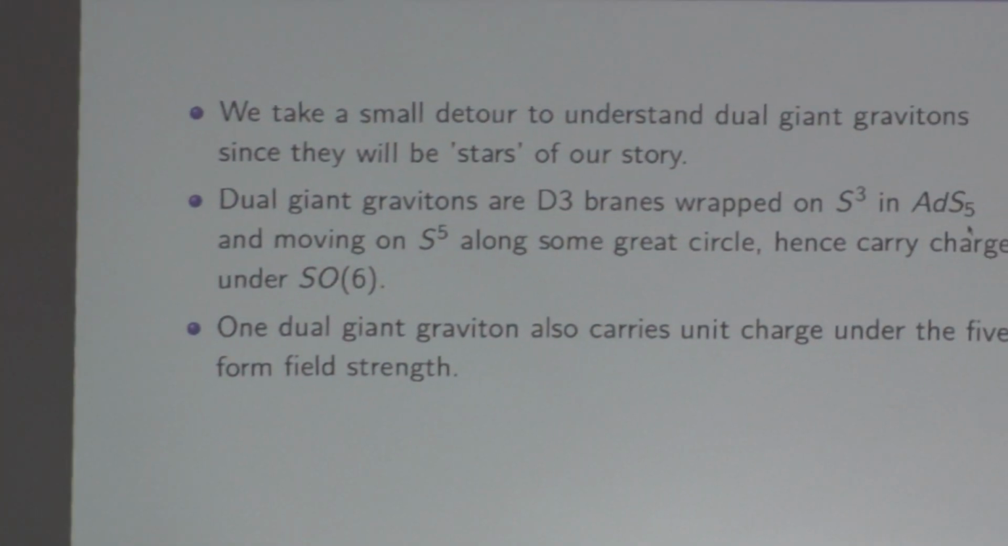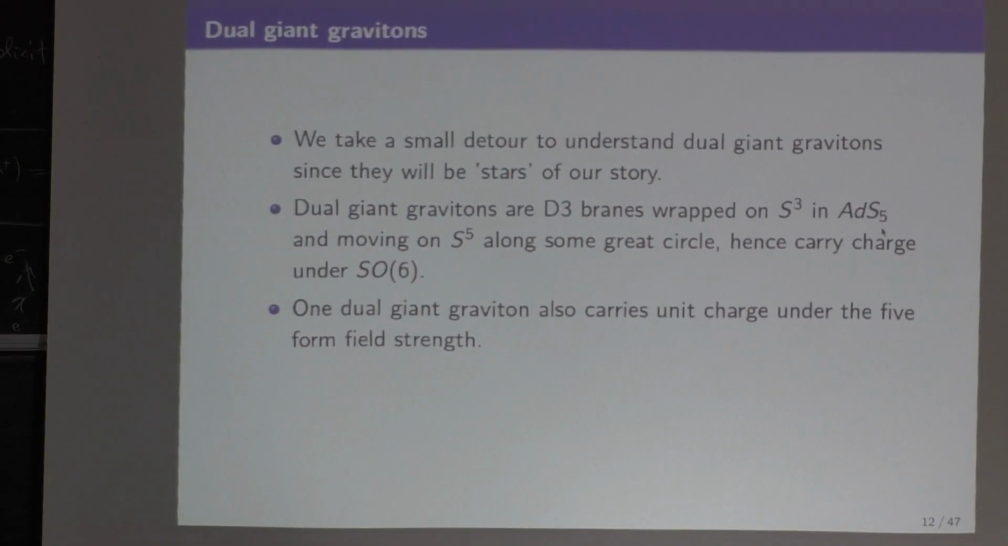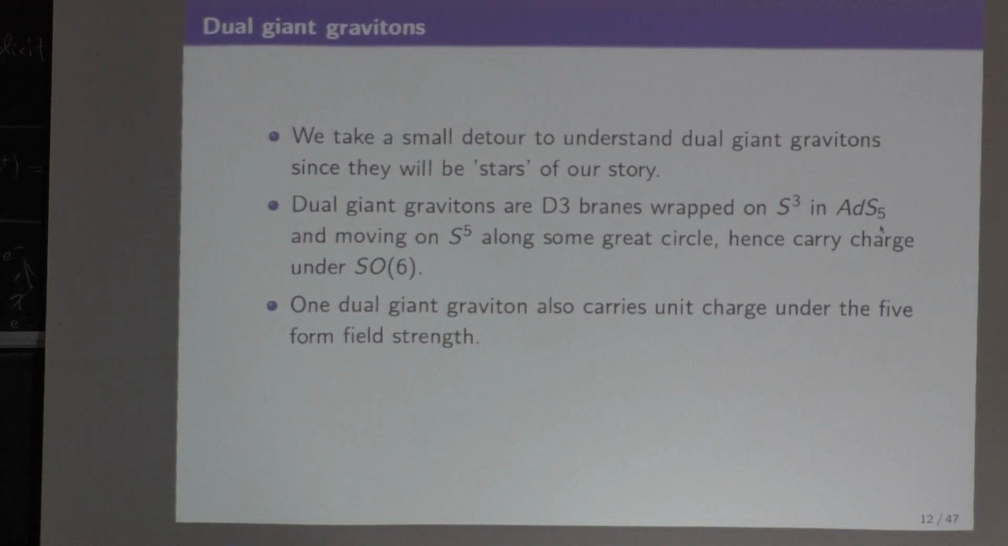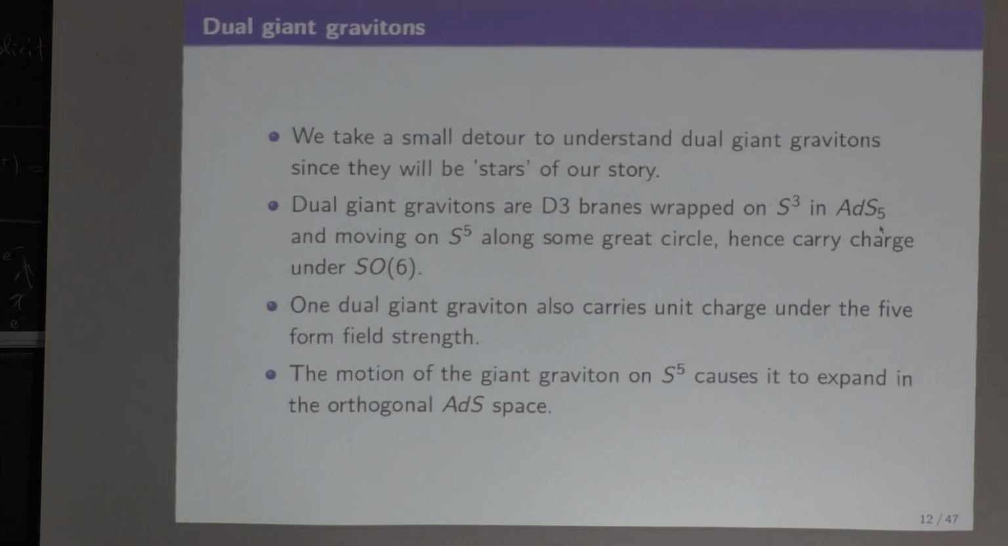Now one dual giant graviton, since it's a D3 brane, is also charged under the 5-form field strength. It carries unit charge in some conventions under the 5-form field strength. Now the motion of the dual giant graviton in S5 causes it to expand into the orthogonal radial space. This is the Myers effect, if people are familiar with it. People might also have heard about the usual giant gravitons. Giant gravitons are very similar, but they rotate on an equator in S5 and they wrap some S3 in S5 and not in AdS5. So they are point-like particles in AdS5, just to differentiate.